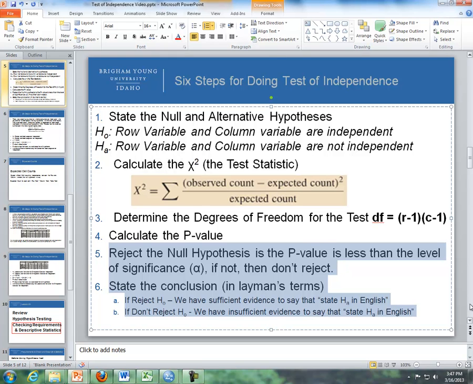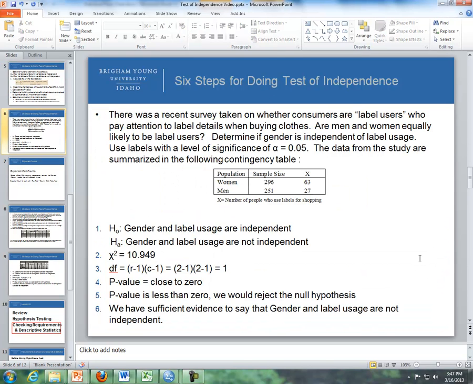Okay, so let's go through one example. There was a recent survey taken, and this is going back to the table that I referred to before, on whether consumers are label users who pay attention to label details when buying clothes. Are men and women equally likely to be label users? Determine if gender is independent of label usage.